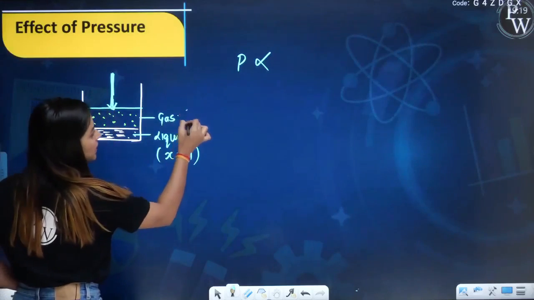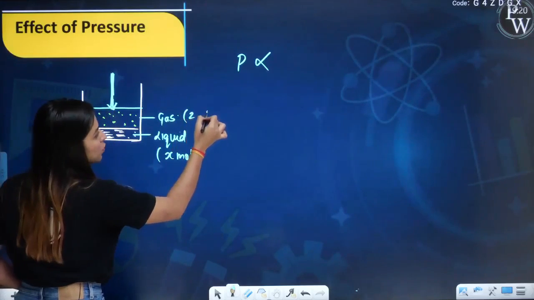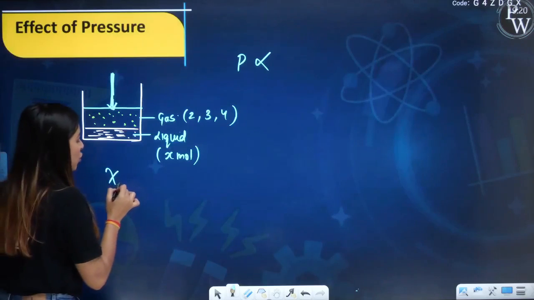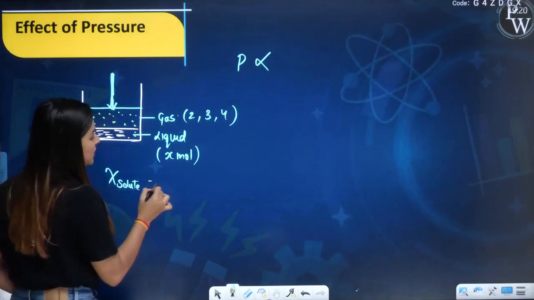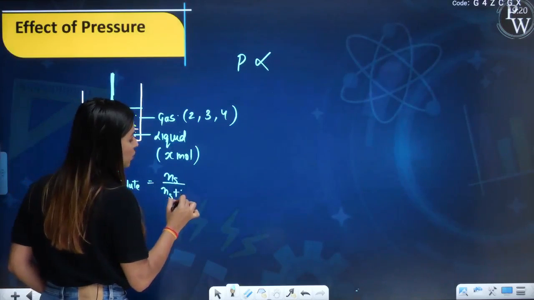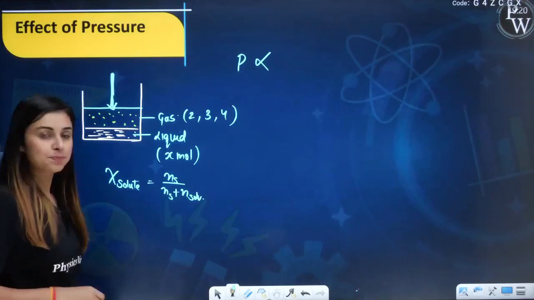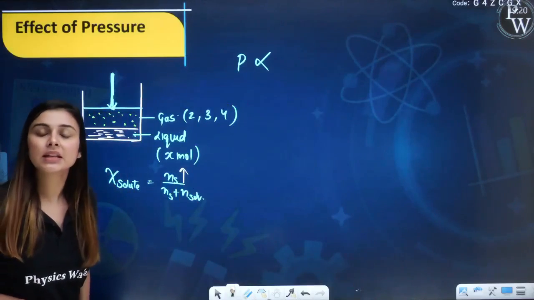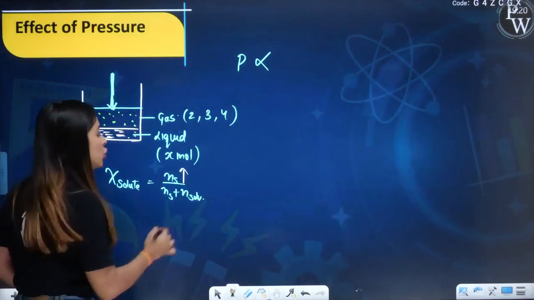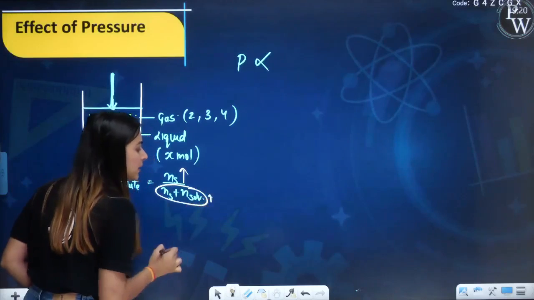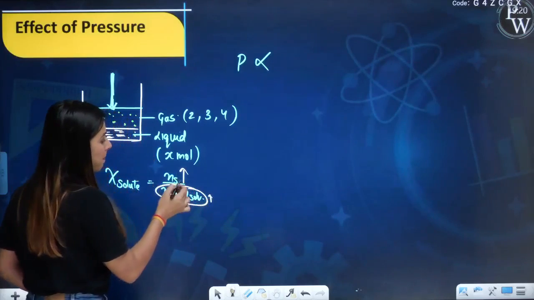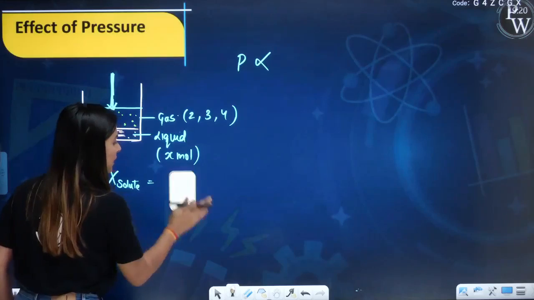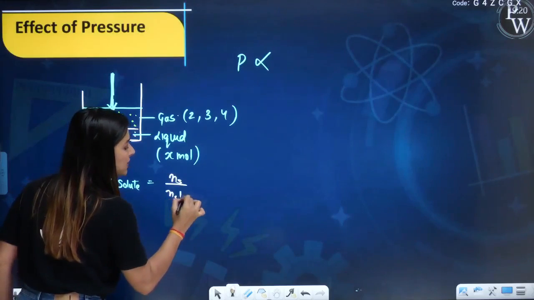Imagine, let's say you have 2 moles of solute first, then 3 moles, then 4 moles as you increase the pressure. Now, my dear students, if you see the mole fraction of solute, it means moles of solute upon moles of solute plus moles of solvent. If you are increasing the moles of solute, your whole factor will increase, but by how much? How can I make you understand this? Moles of solute upon moles of solute plus moles of solvent.